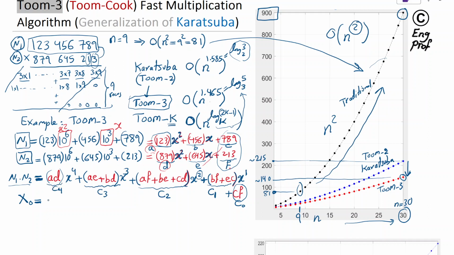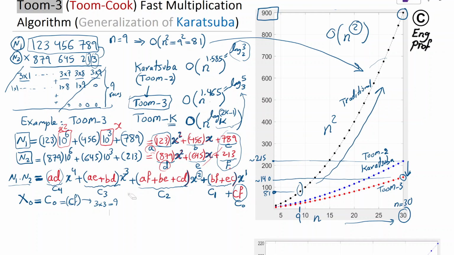So I'm going to define x0 as a new variable, simply equal to C0, which is CF, which is of course C times F, a 3-digit by 3-digit multiplication. Let's not forget C here is a 3-digit number and F is a 3-digit number. So for this one, we need to compute 3 by 3 single-digit multiplications, or basically 9.